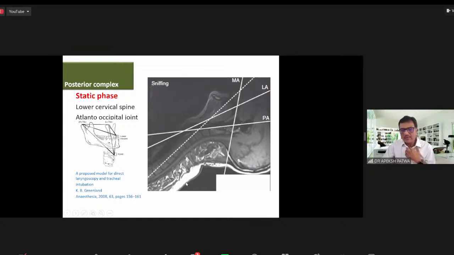So let's look at the static phase. Our head and neck position is governed by the C-spine and AO joint. So before doing laryngoscopy, we need to give the sniffing position, flex the C-spine and extend the AO joint. And we need to maintain that position throughout the performance of laryngoscopy. So it's a static phase. We are not changing the position during the laryngoscopy. It is governed by the posterior anatomical structure, that is the C-spine and AO joint. So any disturbance in the C-spine or AO joint leads to difficult positioning and so difficult laryngoscopy. This is the static phase.